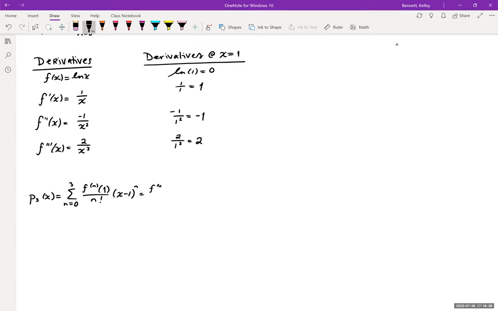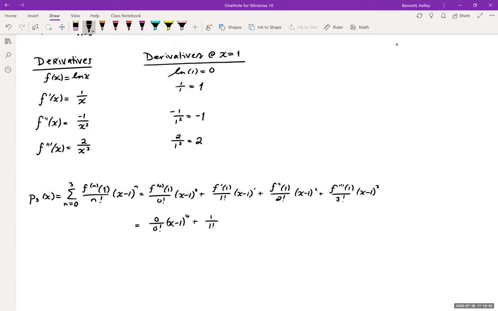So if I write this out, I get, and we already know what these derivatives are. So the zeroth derivative evaluated at 1 was 0. So 0 over 0 factorial, x minus 1 to the 0. F prime of 1 was 1, so 1 over 1 factorial, x minus 1 to the first. The second derivative was negative 1. And the third derivative was 2.